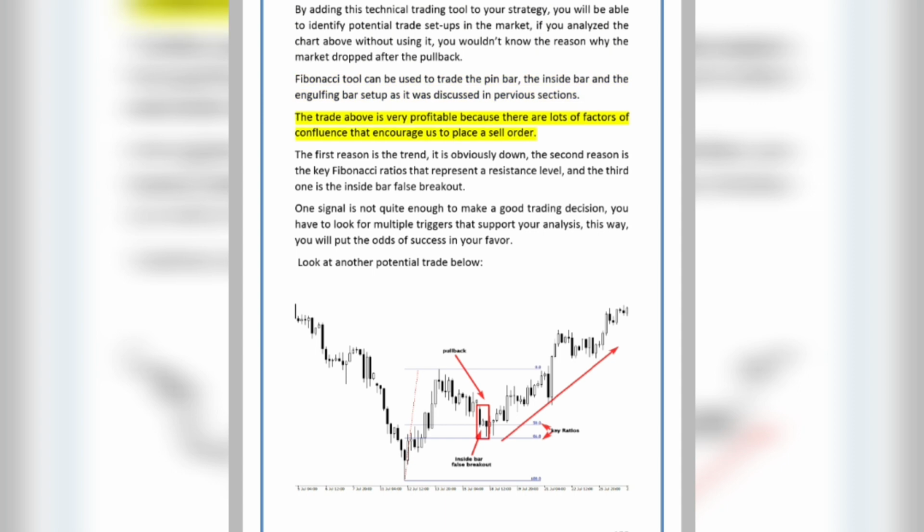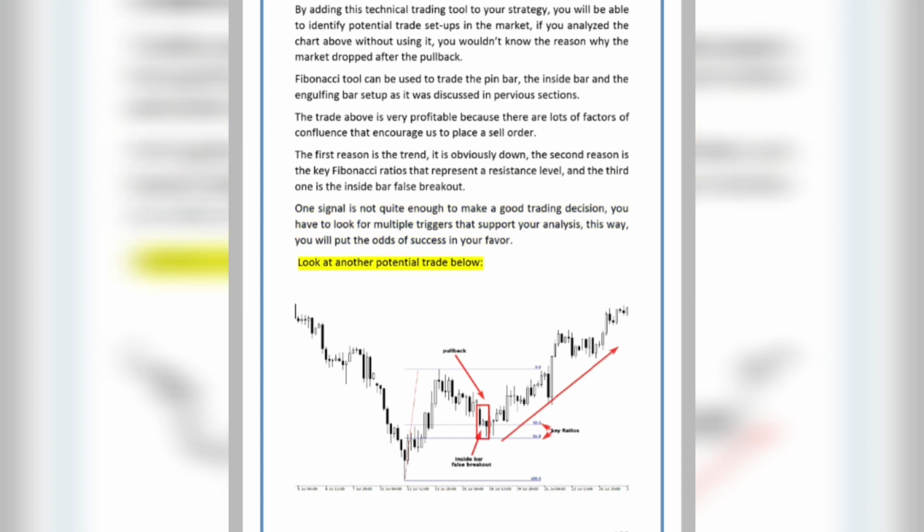The trade above is very profitable because there are lots of factors of confluence that encourage us to place a sell order. The first reason is the trend, it is obviously down. The second reason is the key Fibonacci ratios that represent a resistance level, and the third one is the inside bar false breakout. One signal is not quite enough to make a good trading decision. You have to look for multiple triggers that support your analysis. This way, you will put the odds of success in your favor.